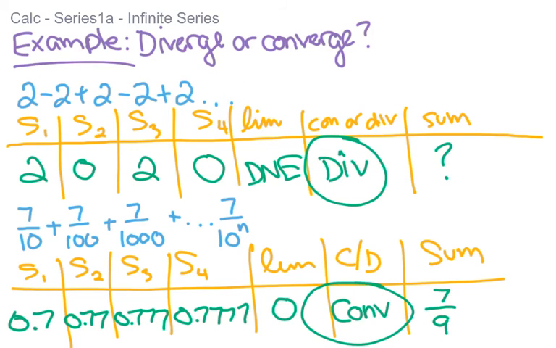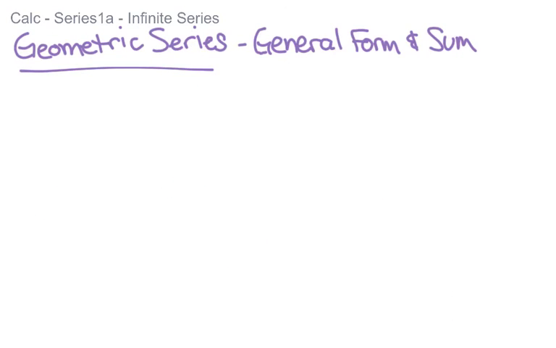And this first infinite series is called an alternating series. That means the sign changes. You don't need to know that right now. And then the second series is a geometric series. So let's talk about that a little bit more, starting with the general form.